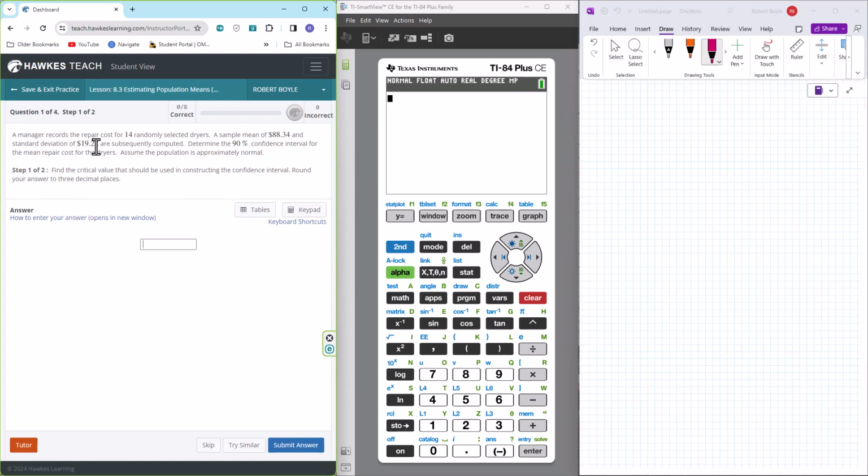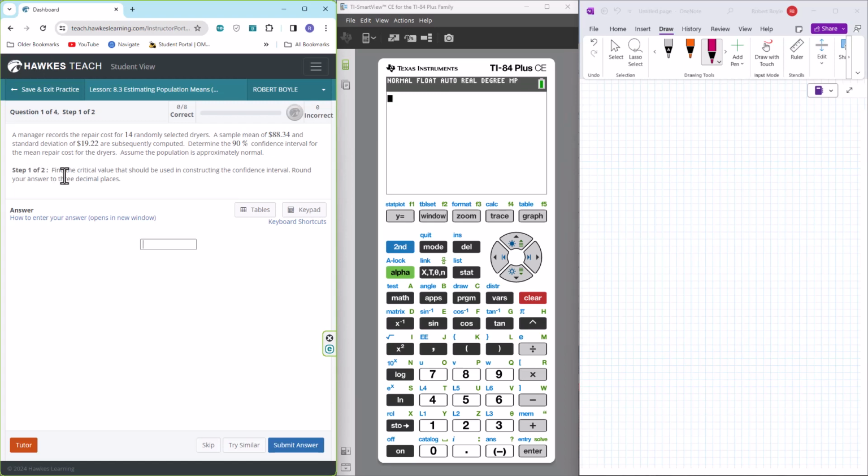Here a manager holds repair calls for 14 randomly sampled dryers. A sample mean of $88.34 and standard deviation of $19.22 are subsequently computed. This is a sample standard deviation. We want to determine a 90% confidence interval for the remaining repair costs of the dryers, and we can assume that the population is approximately normal.